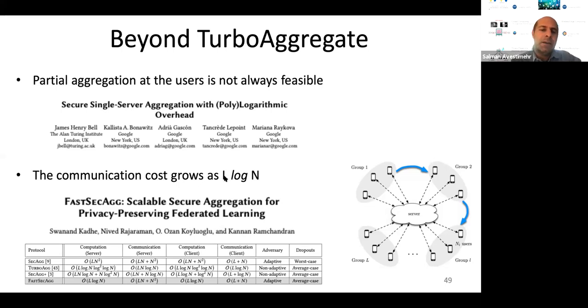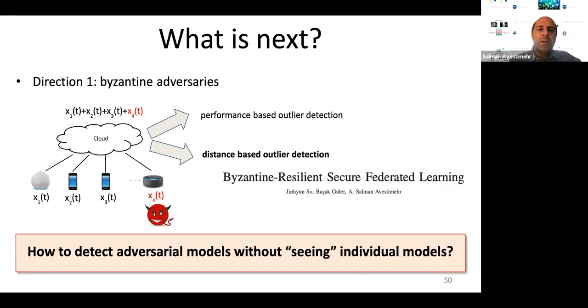But if L is something that you are worried about getting very large, then there are methods that can also reduce that. So these are some of the recent things that have been done in the domain of secure aggregation, but still there are many other problems.